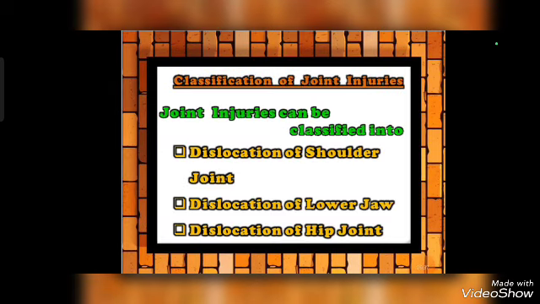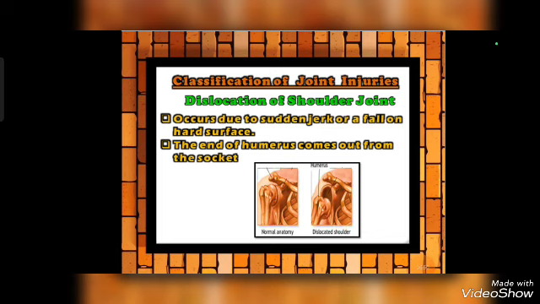The third major category of sports injury is joint injuries. They are classified into dislocation of shoulder joint, dislocation of lower jaw, dislocation of hip joint. The first one, the dislocation of shoulder joint. It occurs due to a sudden jerk or a fall on a hard surface. Here the end of the humerus comes out from the socket.